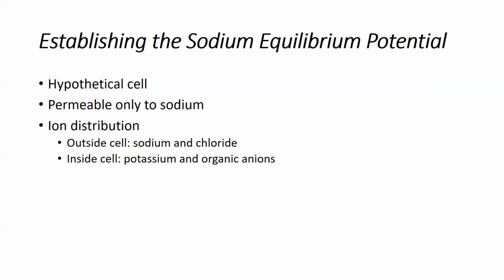So let's talk about sodium now. And we're going to continue to use our hypothetical situation. There's a cell that is only permeable to sodium, and this is how we're going to understand the equilibrium potential for sodium. Okay? So again, we have ion distributions as in normal physiological conditions, such that there is sodium and chloride outside the cell, and there's potassium and those other negatively charged ions inside the cell.